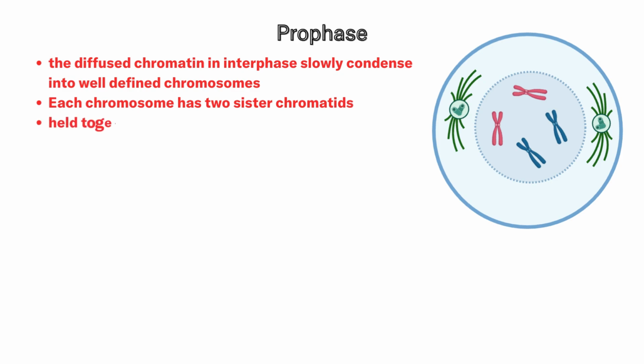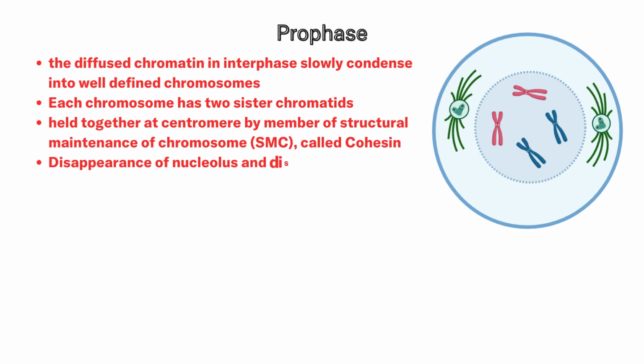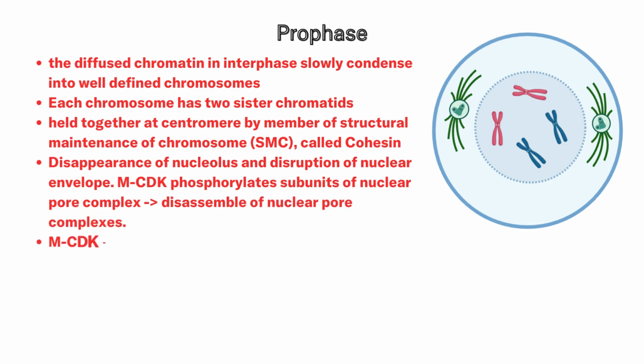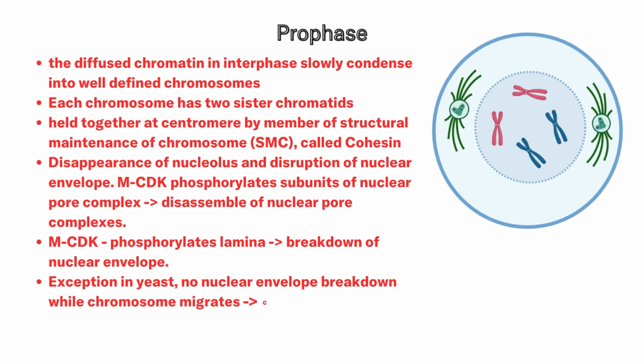They are held together at the centromere by a member of the structural maintenance of chromosomes, SMC, family called cohesin. There is disappearance of the nucleolus and disruption of the nuclear envelope. MCDK phosphorylates subunits of the nuclear pore complex, which disassembles the nuclear pore complexes. MCDK phosphorylates the nuclear lamina and there is breakdown of the nuclear envelope. There is an exception in yeast. There is no nuclear envelope breakdown while chromosomes migrate, which is called closed mitosis.